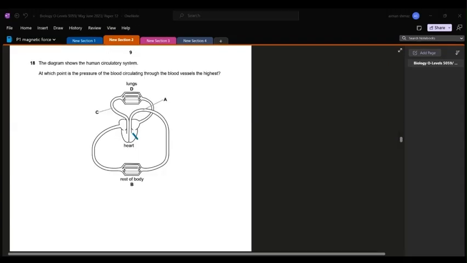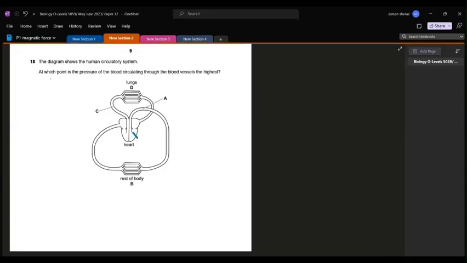Question 18. The diagram shows the human circulatory system. At which point is the pressure of the blood circulating through the blood vessels the highest? So we know this is the right ventricle out of which the aorta arises. And we know that it has a thick muscular wall. That means it can exert a greater pressure and the blood will flow with a great pressure to the rest of the body, because aorta is responsible to circulate the blood to the rest of the body. So it's A.